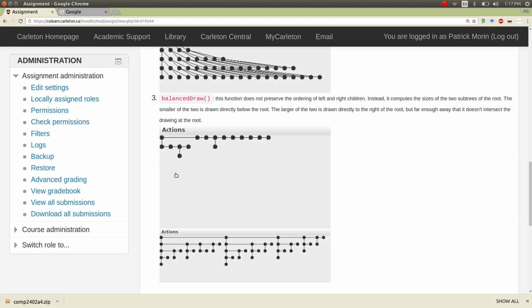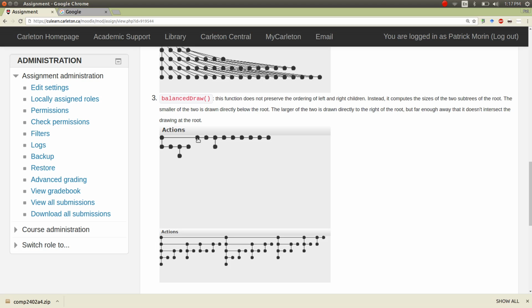Now that drawing takes up some space. It takes up some y-coordinates and it takes up some x-coordinates. The other child, the larger child, gets drawn just far enough away that it goes past the largest x-coordinate that you used on the smaller child. So here, when I drew this subtree, I used x-coordinates 0, 1, 2, and 3. So the other child of the root gets x-coordinate 4 in this case.